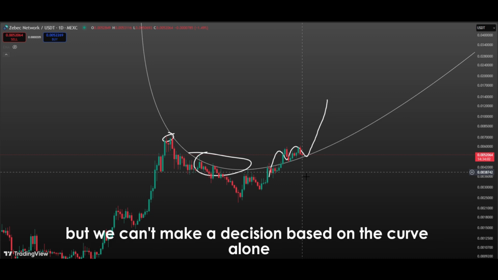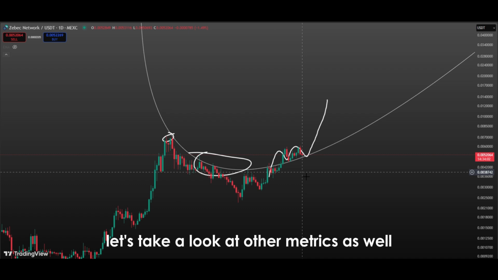But we can't make a decision based on the curve alone. Let's take a look at other metrics as well.